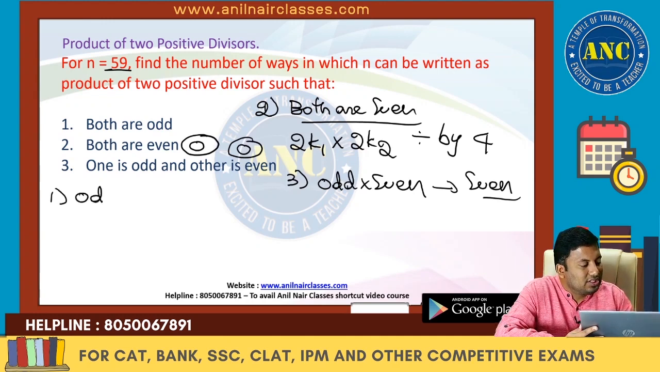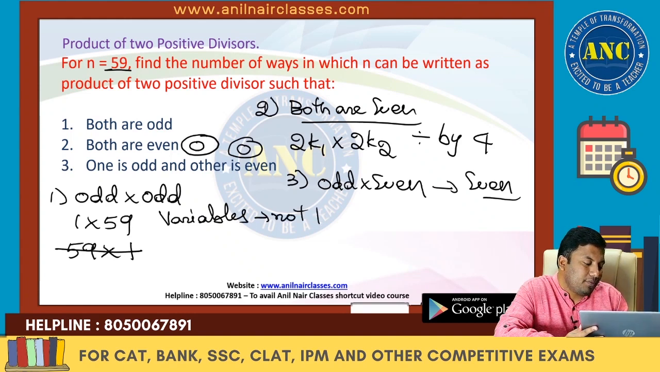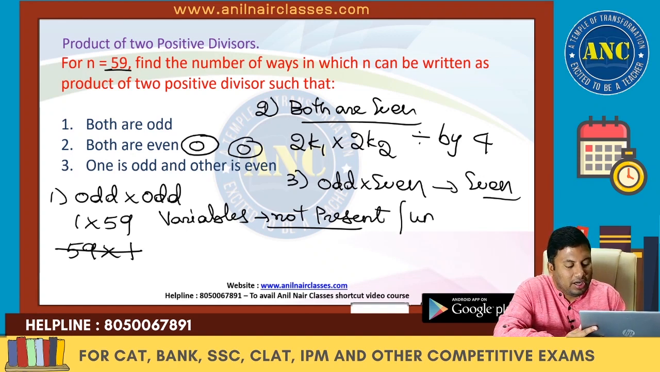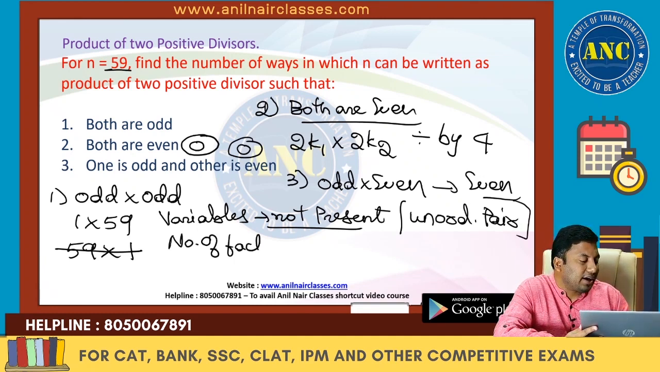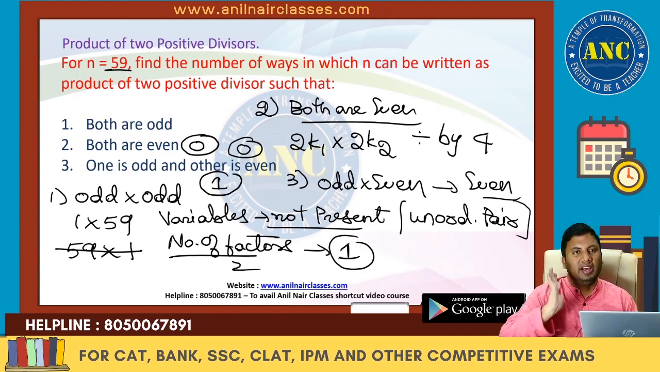First case, which is nothing but odd into odd. Odd into odd is nothing but 1 into 15,9, 59 into 1. Reverse case cannot be taken. Why? Because if variables are not present in the question, then it is an unordered pair. In an unordered pair, the answer is nothing but number of factors divided by 2. So 2 divided by 2. Third one, the answer is 1. I hope the idea is clear, right?